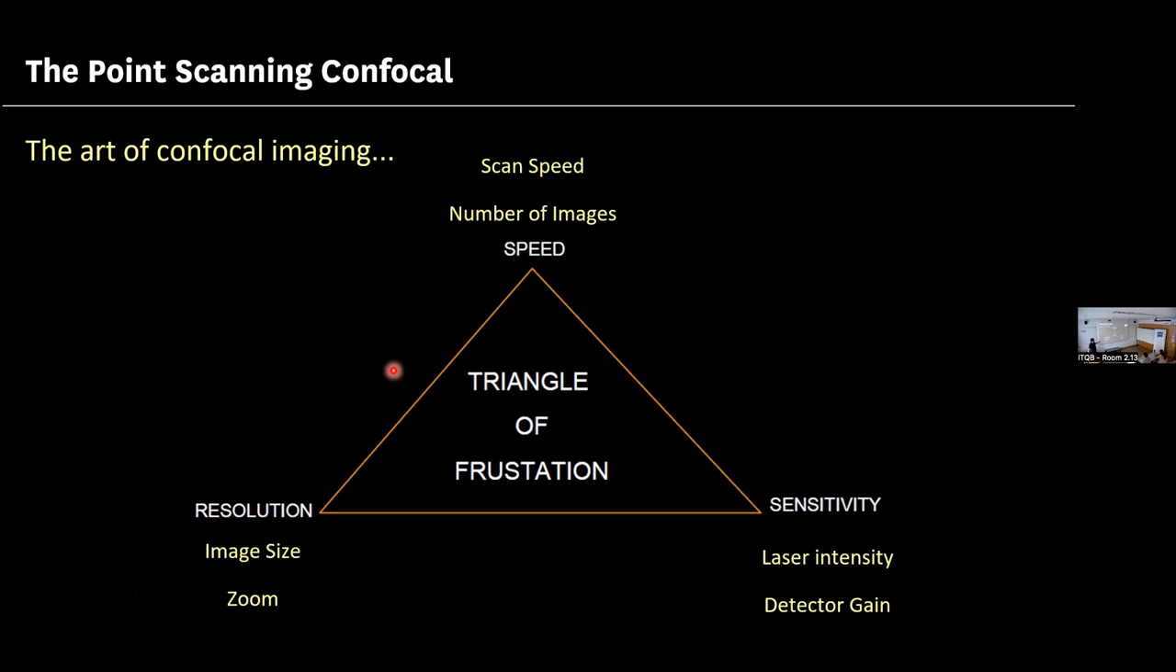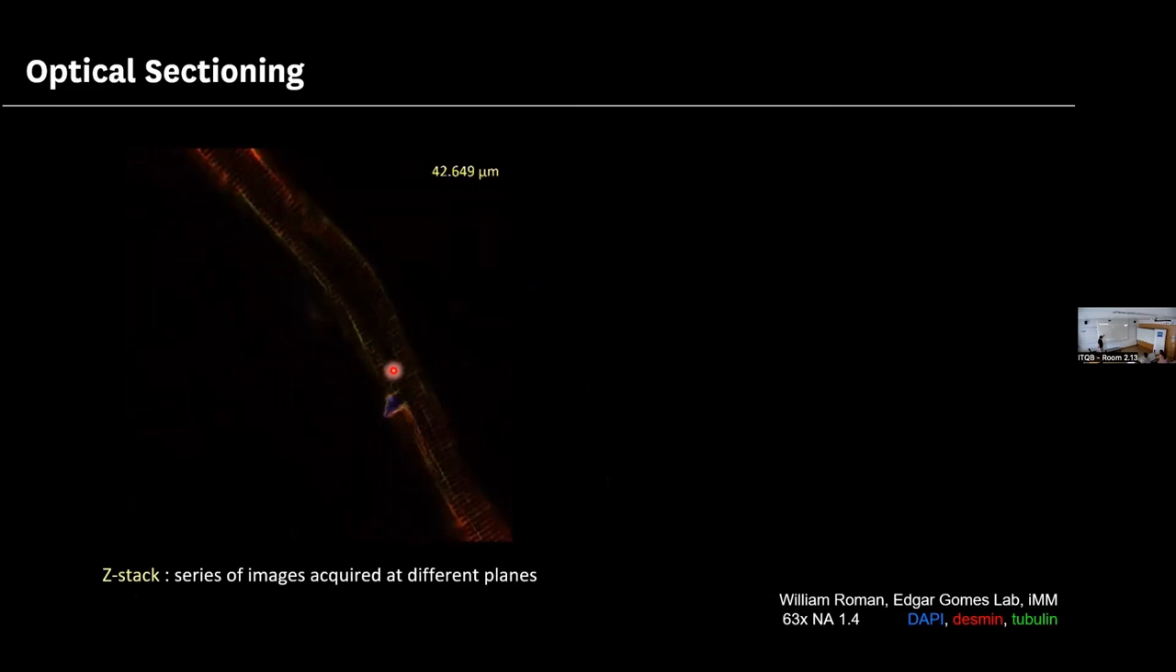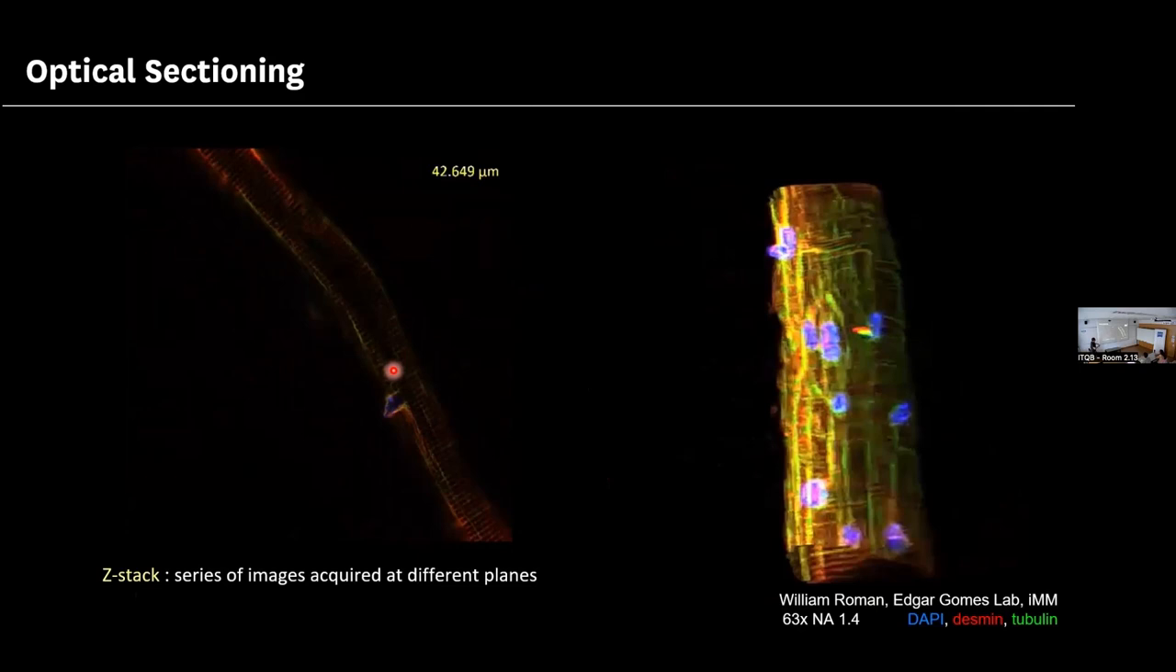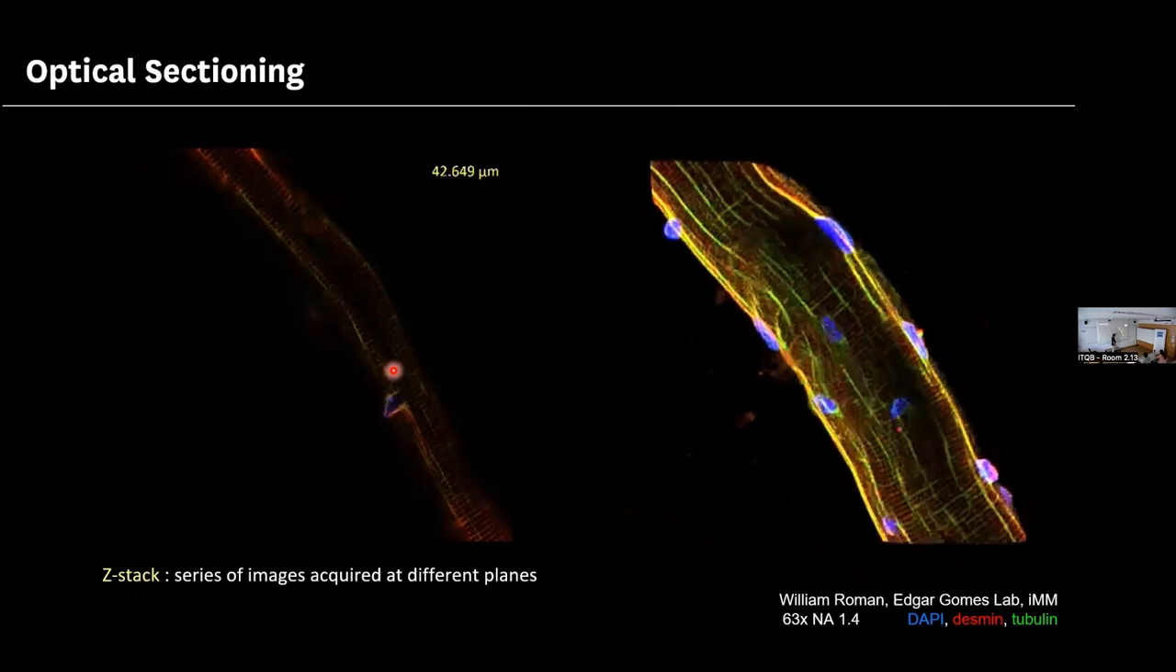If we want to look at intracellular trafficking and go very fast, we go for speed. If we have a fixed sample and we want the highest resolution possible, such as that muscle fiber, we may go for resolution. This is another example of another muscle fiber, but in this case, with three different stainings, DAPI for nuclei, desmin, and tubulin. And when we do the 3D projection, all was fully optimized. This is very close to what you can get with a higher numerical aperture objective, 63x, 1.4, with the optical slice thickness optimized for the different fluorophores for a muscle fiber. This is again data from William Roman from Edgar Gomes lab.